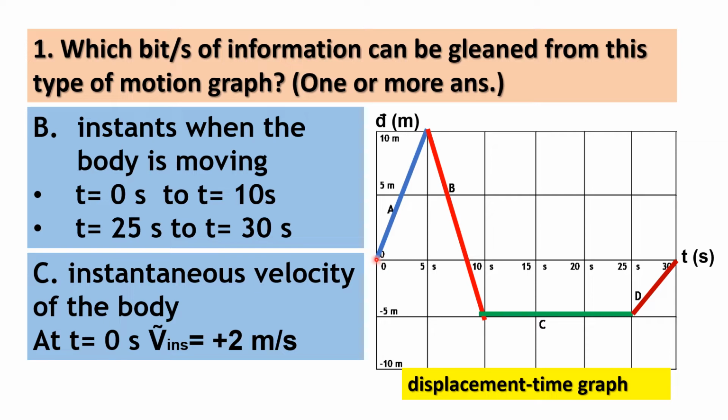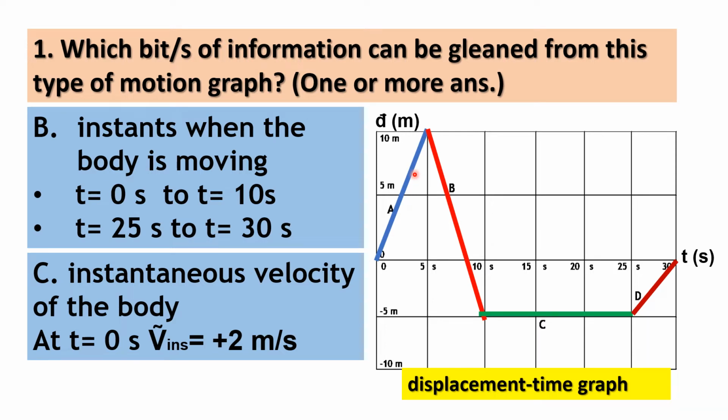But the fact is, it is not equal to 0. The reason is the graph that represents the motion of the body from 0 time to 5 seconds here is actually a straight graph line. Okay? So, in a straight line displacement-time graph, the slope is constant. In other words, the velocity must also be constant.